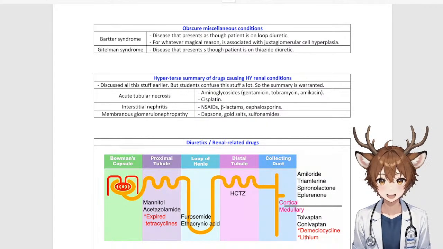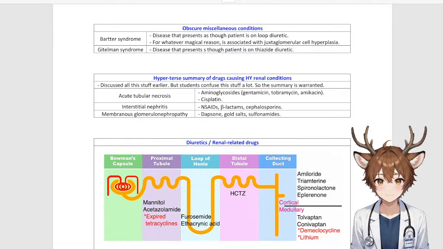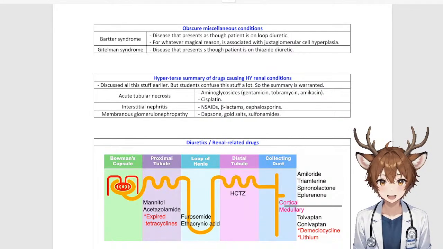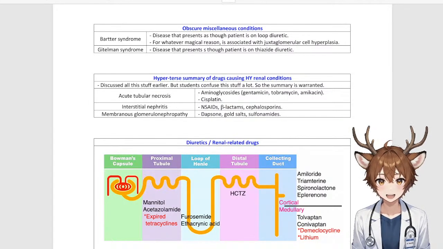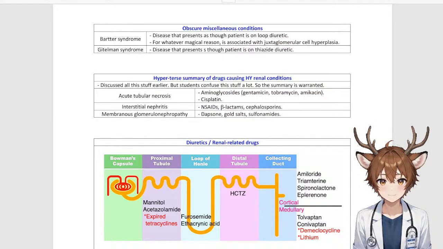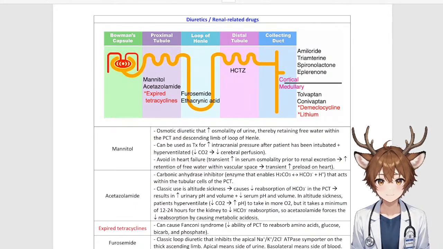What about interstitial nephritis? NSAIDs, beta-lactams, and cephalosporins. What about membranous glomerular nephropathy? Dapsone, gold salts, and sulfonamides. I'm like, we're so close to finishing this up.